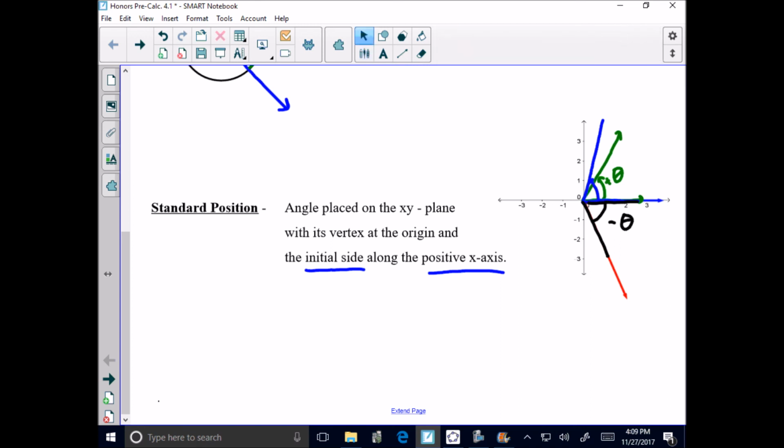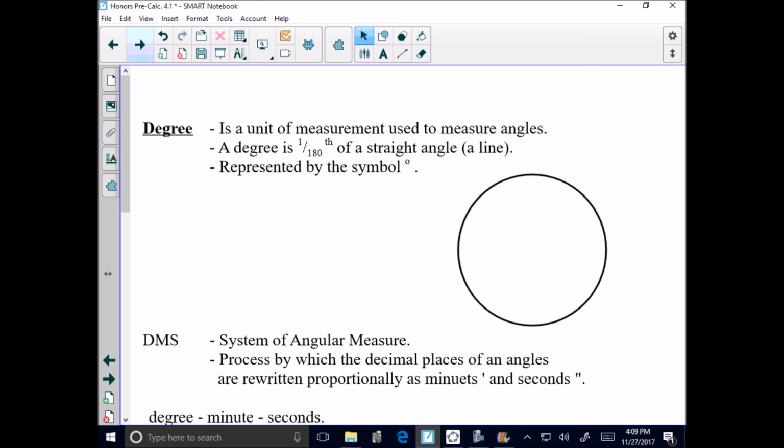So in general, we're going to look at standard position and central angles more as we move forward through Chapter 4. But we're also going to be using these two ideas to help us understand angles as we go through this section as well. So what we're going to do next is talk about units by which we measure angles.